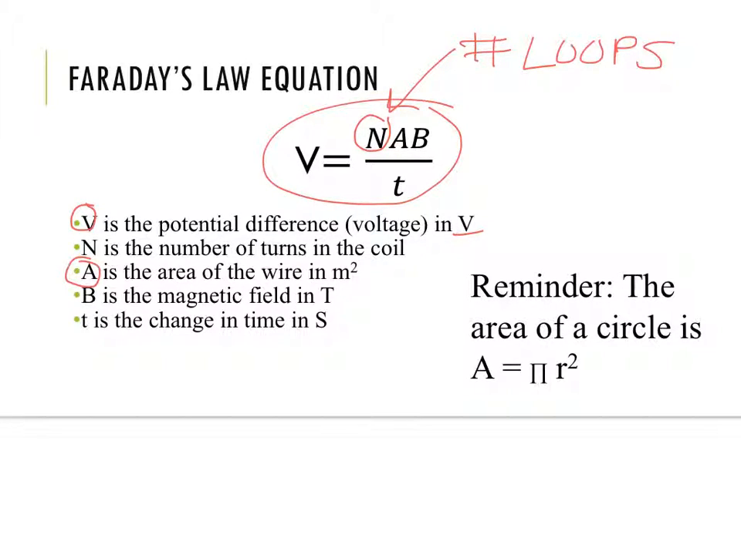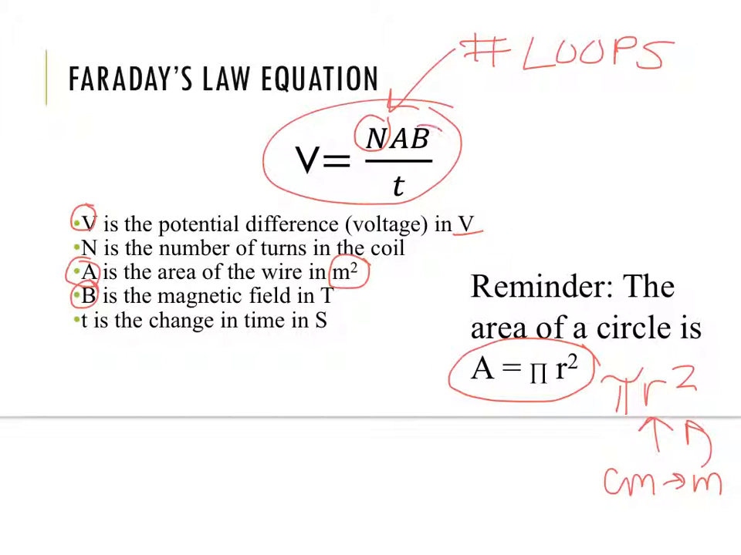A is simple, that's area, measured in meters squared, all right? And since we're dealing a lot with loops and circles, don't forget that the area of a circle is indeed pi r squared. So keep that in mind. And if you have anything like the radius, and it's in centimeters, make sure you convert it to meters first before you plug it into the equation.